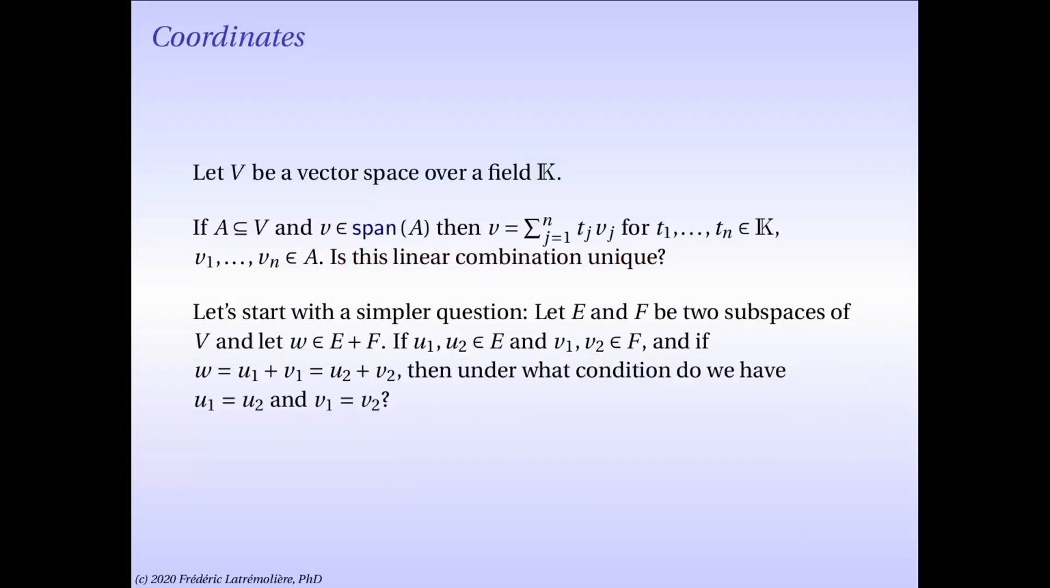Let E and F be two subspaces of our vector space, and let's take an element omega in the sum of E and F. Let's write omega as U1 plus V1, where U1 is in E and V1 is in F. But let's also write omega as U2 plus V2, where U2 is in E and V2 is in F. The question is, under what conditions must U1 be equal to U2 and V1 be equal to V2?